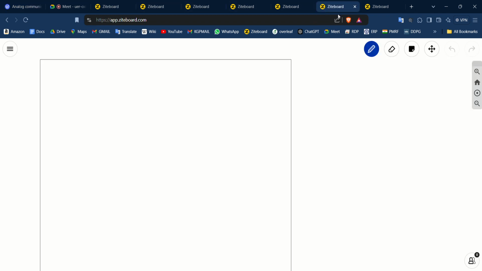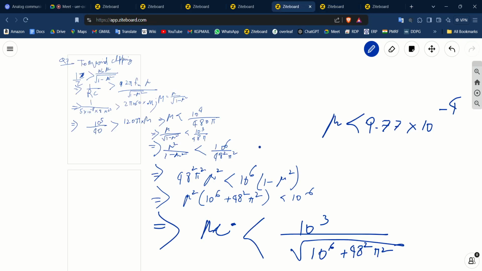There's some kind of a problem in the calculation. Mu is this, mu. Okay, sorry. I forgot to square root this thing. 10 to the power 6 plus 48 square into pi square. So now this thing needs to get square rooted.